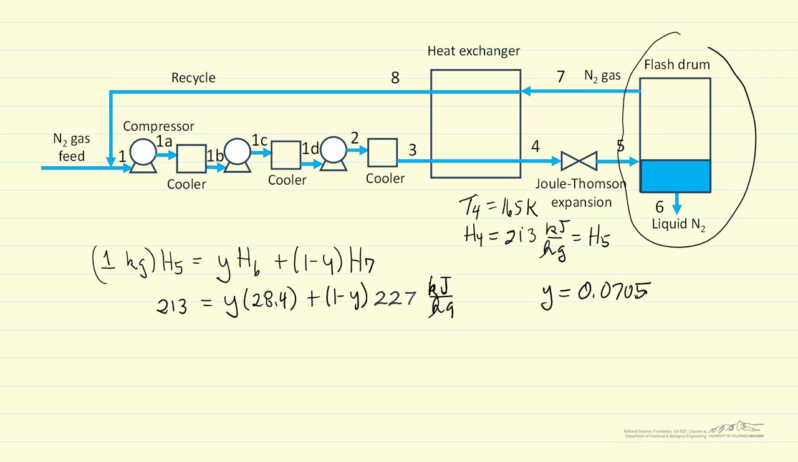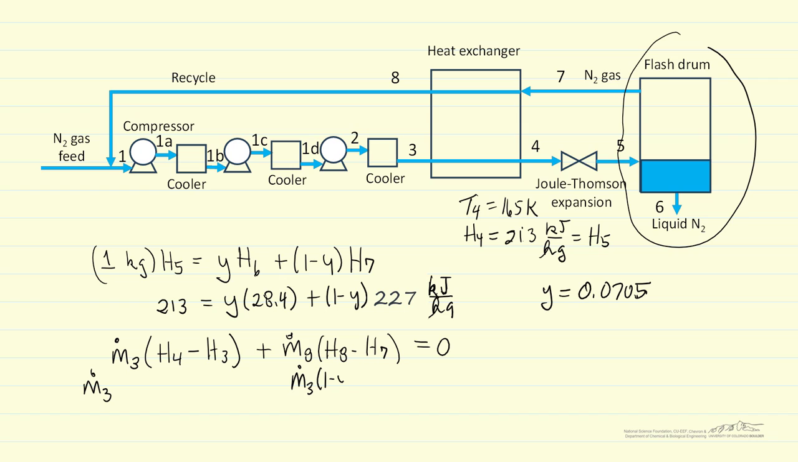So we can now do a balance on the heat exchanger. If you look at general terms, we have some mass flow rate 3 times the enthalpy out minus the enthalpy in for the high pressure, plus mass flow rate 8, which is smaller because we remove some liquid, times out minus in for the low pressure, and that is 0 since the heat exchanger is adiabatic. So I can substitute in the values. I have Y, so let's look at it this way. M8 is going to be M3 dot times 1 minus Y, because Y is the fraction that we removed here.